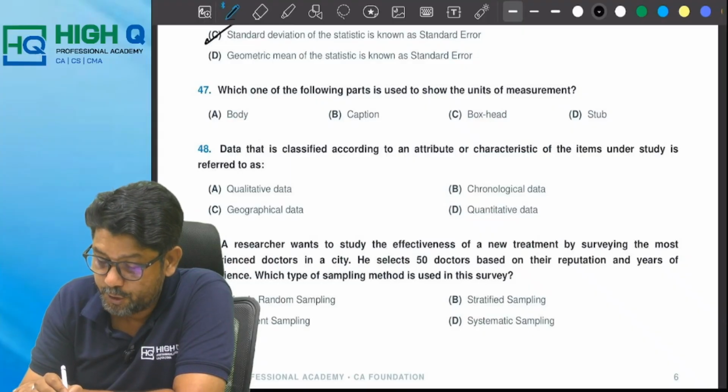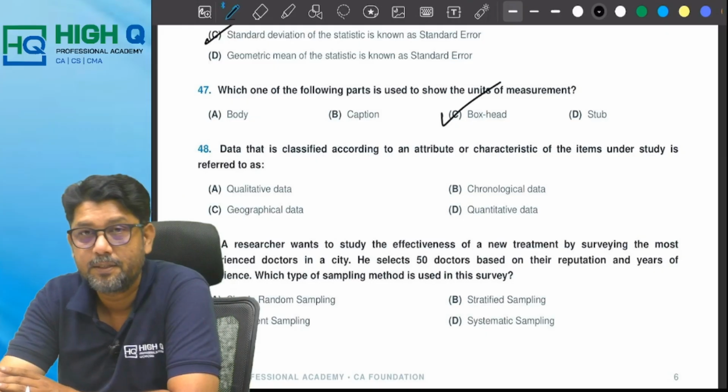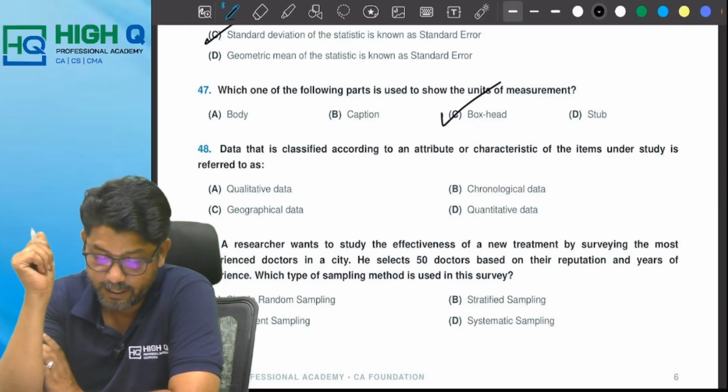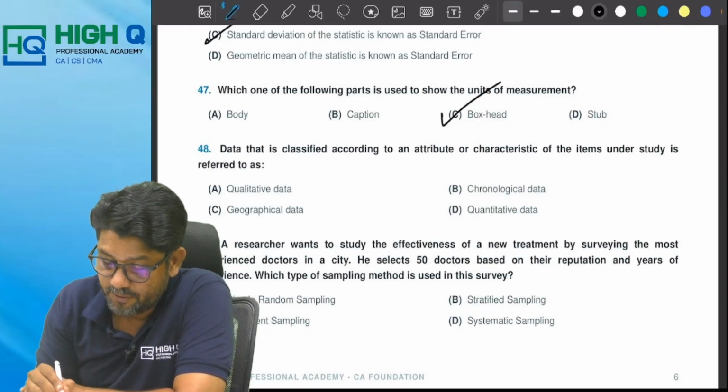Now, which one of the following parts is used to show the units of measurement? Of course, box head. In the box head only, we are going to put the units of the measurements. Okay, that is the box head.